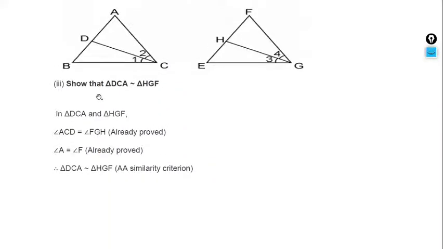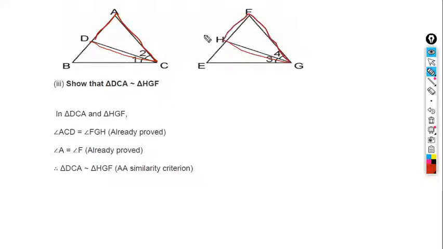The third part says triangle DCA and triangle HGF are similar. Where is triangle DCA? You can see this triangle DCA, and triangle HGF, this triangle. These two triangles are similar. This has already been proved, but we'll prove it again.